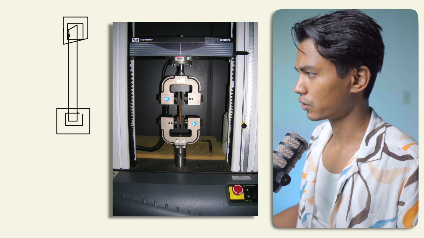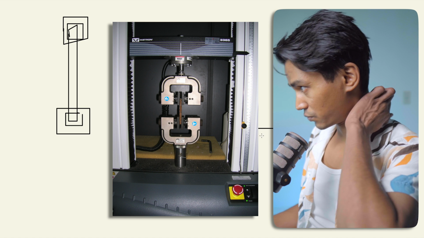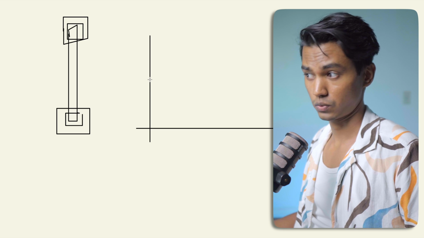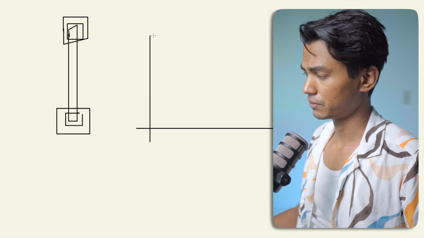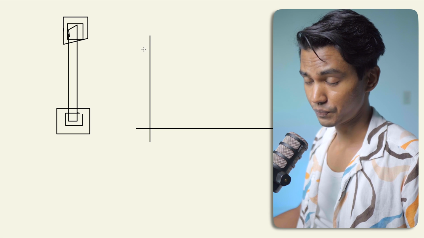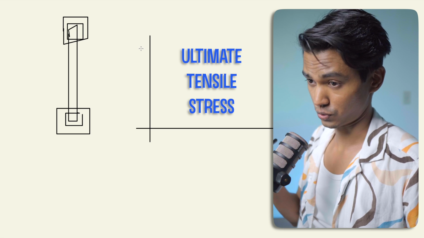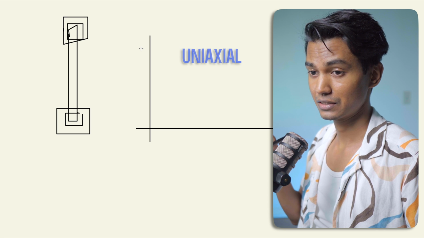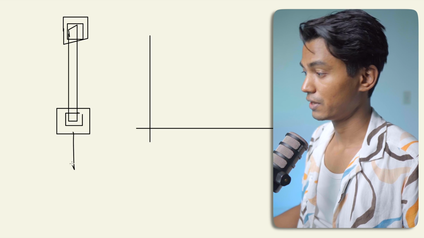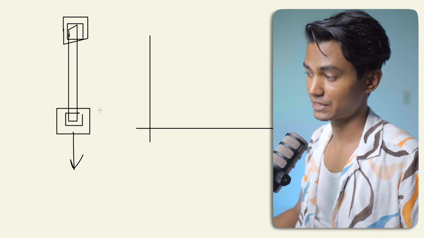So the machine in which you are going to put it does not give you the stress versus strain. If you do not know, that machine gives you a load versus displacement. That is what that machine is calculating. But ultimately that is not going to help us, because what we are trying to do over here is to find out the ultimate tensile stress, which also is a uniaxial state of stress, because we are applying load only in one direction, and that is also parallel to the axis of the element. So it is a uniaxial state of stress.